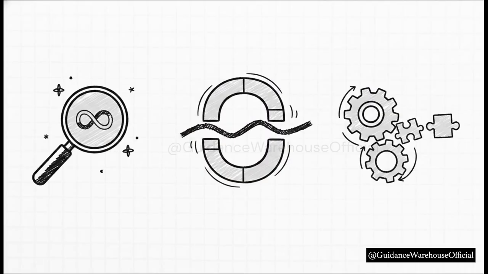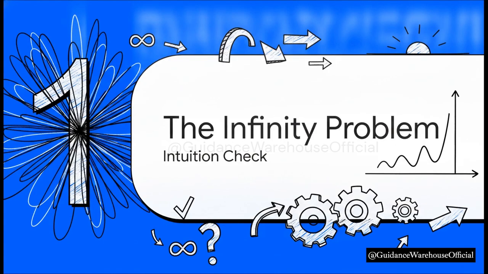So, by the end of this explainer, you're going to master 3 key things. What limits at infinity actually mean, how to pinpoint horizontal asymptotes, and a mechanical shortcut for solving rational function limits that'll save you a ton of time on exams. Section 1, the infinity problem.